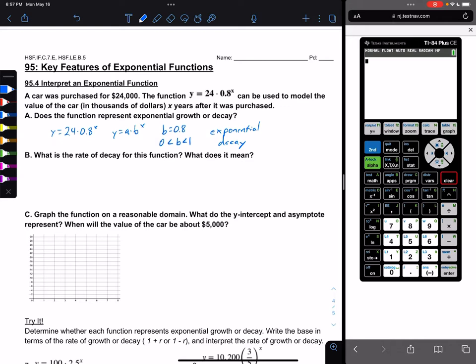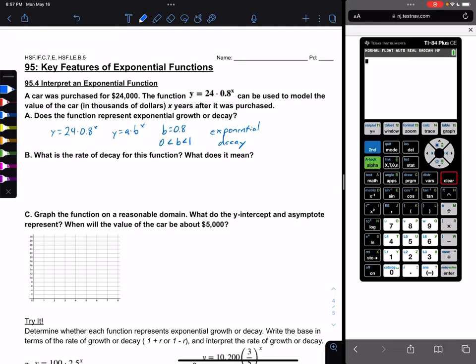They're just asking you whether it's growth or decay. The way to figure that out: if b is greater than 1, it's growth, because you're adding a rate. If b is between 0 and 1, it's decay, because you are subtracting the rate, the r value. Okay. In part B, what is the rate of decay for this function, and what does it mean?